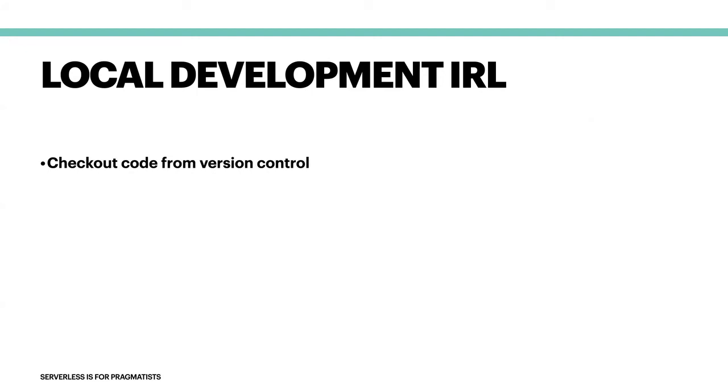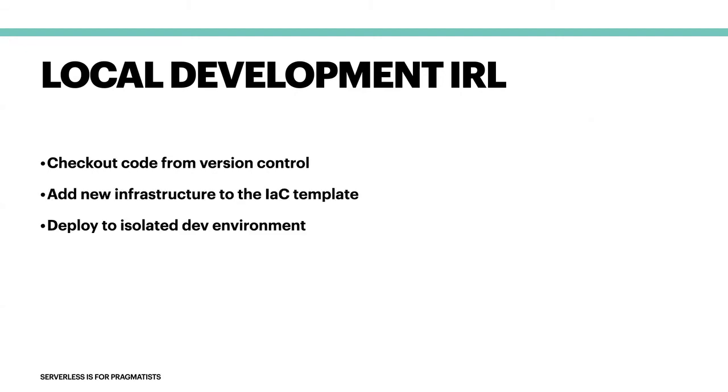I'm next going to add the infrastructure I need to the template. For example, here I might add an authentication resource like a Cognito user pool and an SQS queue to queue messages. I'm then going to deploy this new infrastructure to my development environment, which is my own sandbox for playing in as I rapidly iterate. So I'm going to have a new Cognito user pool and a new SQS queue.